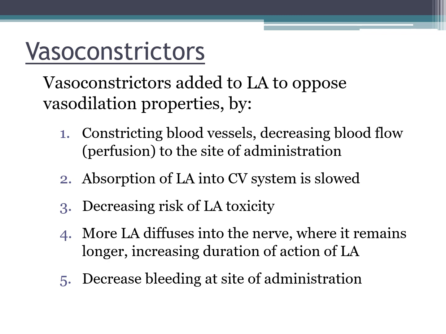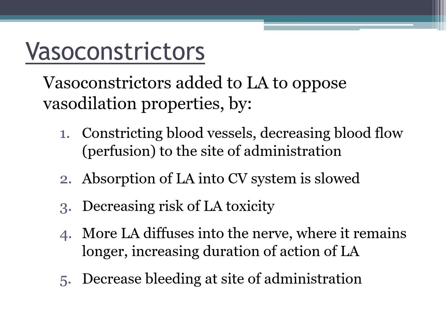Vasoconstrictors are important additions to local anesthetic solutions. They are needed to oppose the vasodilation properties by, number one, they constrict the blood vessels and decrease the flow to the site of administration. Number two, they slow the absorption of the local anesthetic into the cardiovascular system.